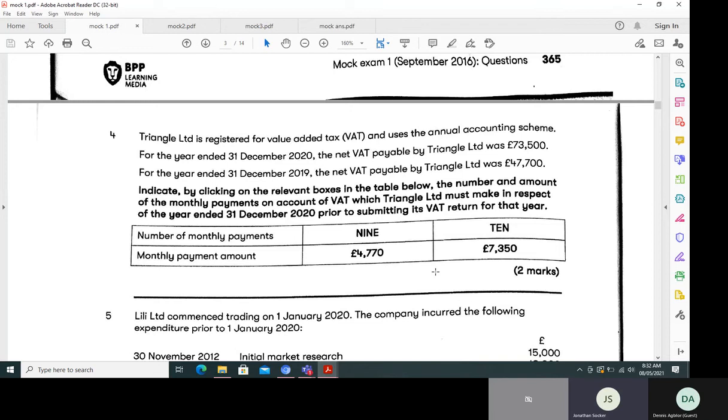Then we have the cash accounting scheme. With the cash accounting scheme, VAT is payable on a cash basis. That means we will only pay VAT when cash is received. If you sell on credit, you don't pay any VAT until the customer comes to pay you cash, right? So the tax point, or the VAT point, for the cash accounting scheme is when money has been received or payment has been made.